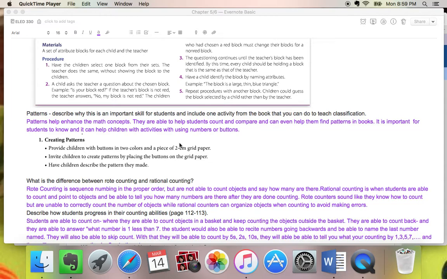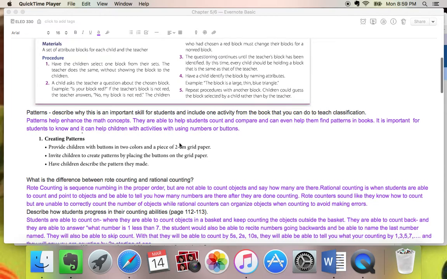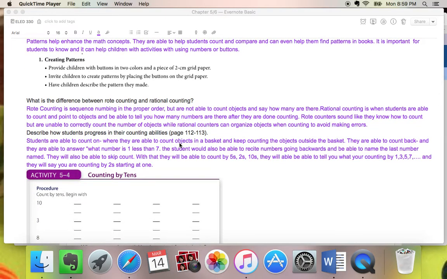Rote counting and rational counting. With rational counting, students are able to count objects and tell you, like, I've got 5 objects here. And rote counting is just that they're able to count to however high they can. It's not actually knowing how many objects are there. Progress with counting is they're able to count objects in a basket and keep counting.